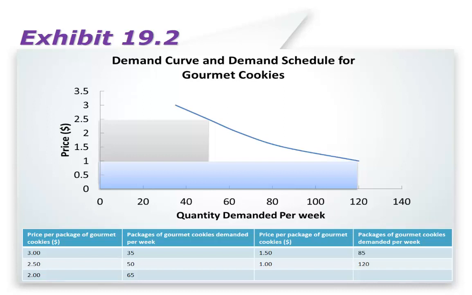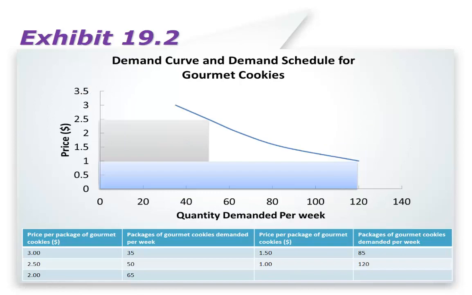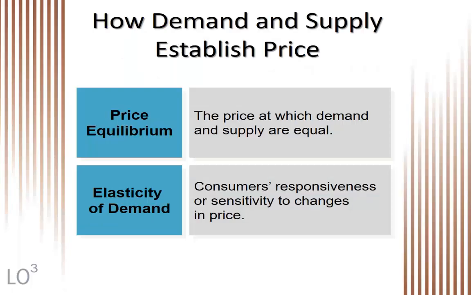So Exhibit 19.2 shows the demand curve. If the price is higher, then there is a lower quantity that people will seek, and vice versa. Exhibit 19.3 shows the supply curve. It has the positive relationship between the price and the quantity supplied per week. So the higher the price, the more products suppliers want to supply to the market, compared to the demand curve, which has the negative slope. The concepts of supply and demand are combined to see how competitive market prices are determined.